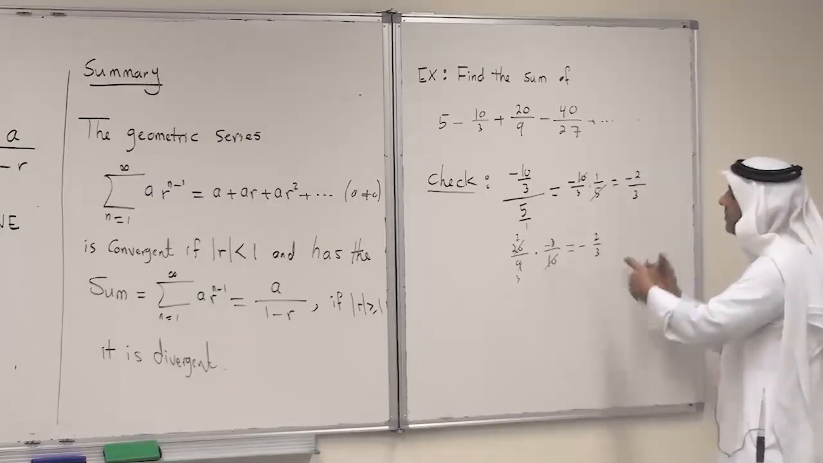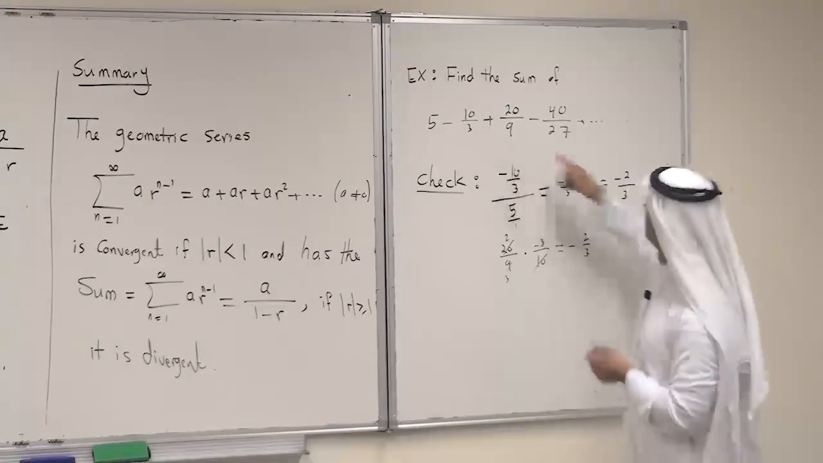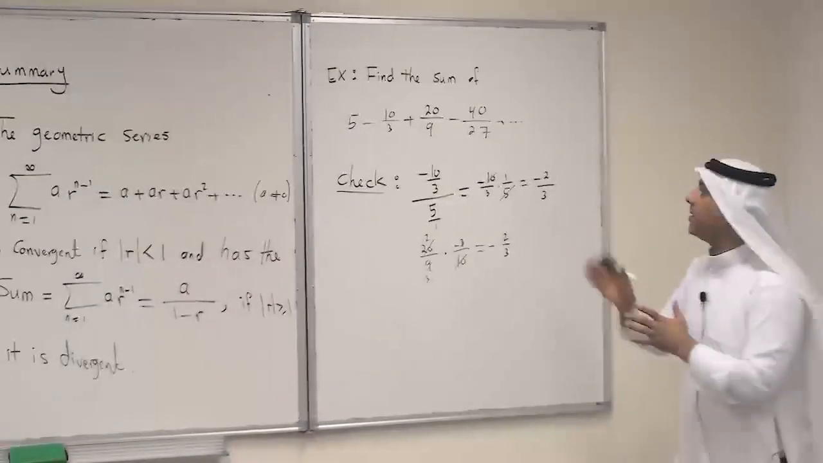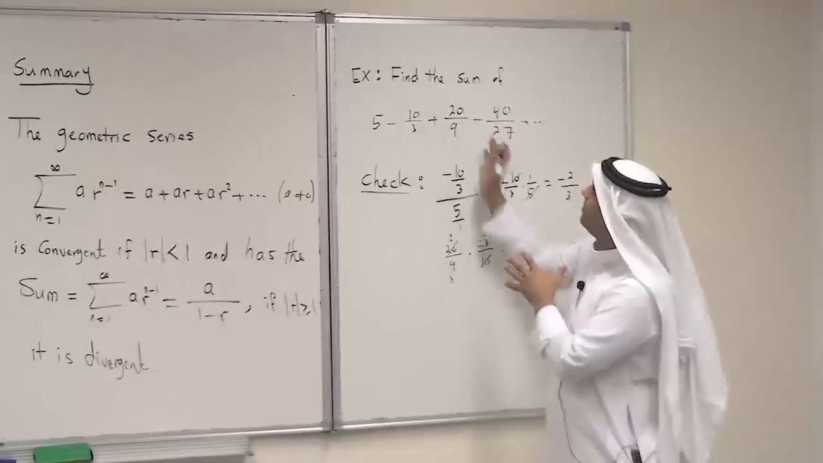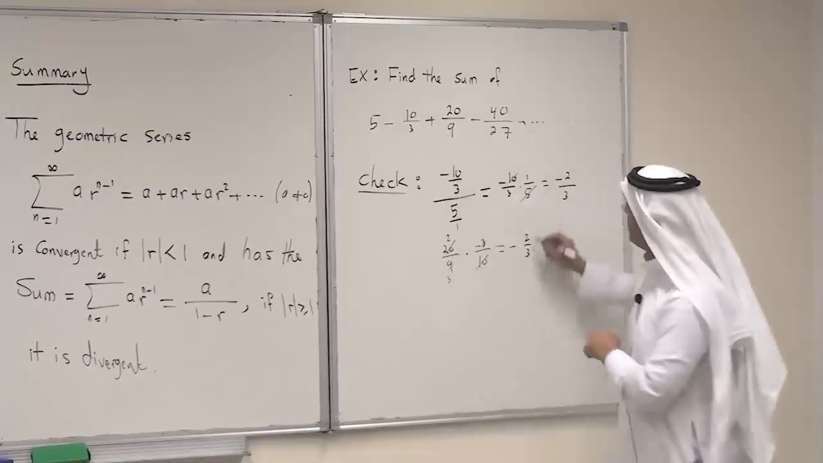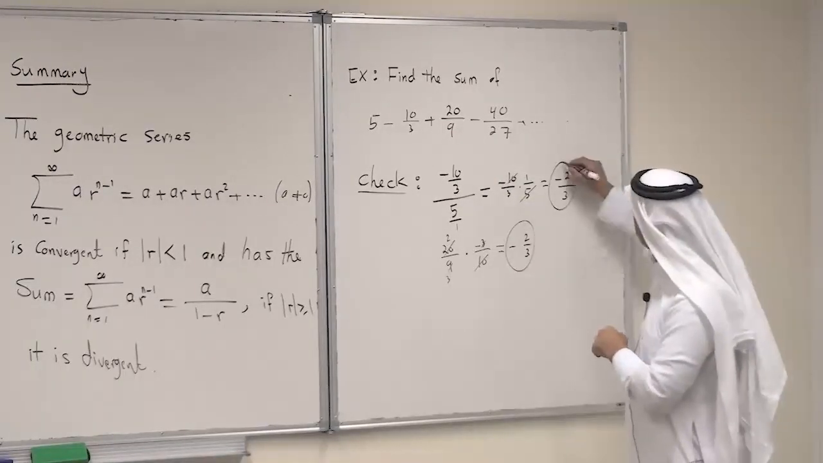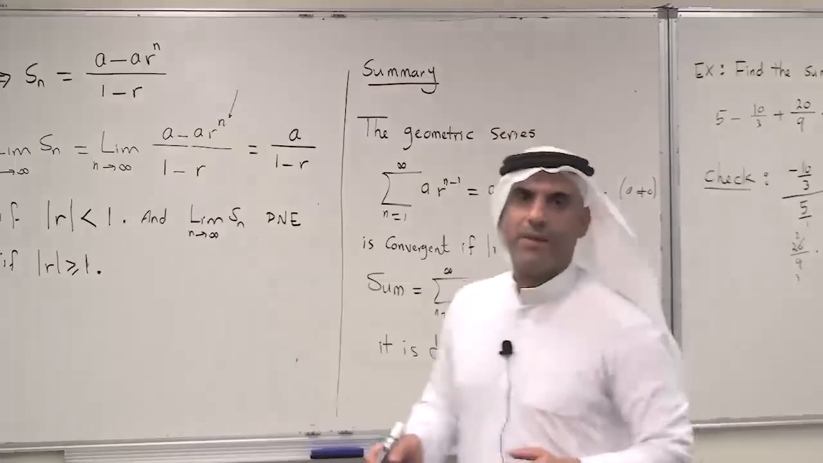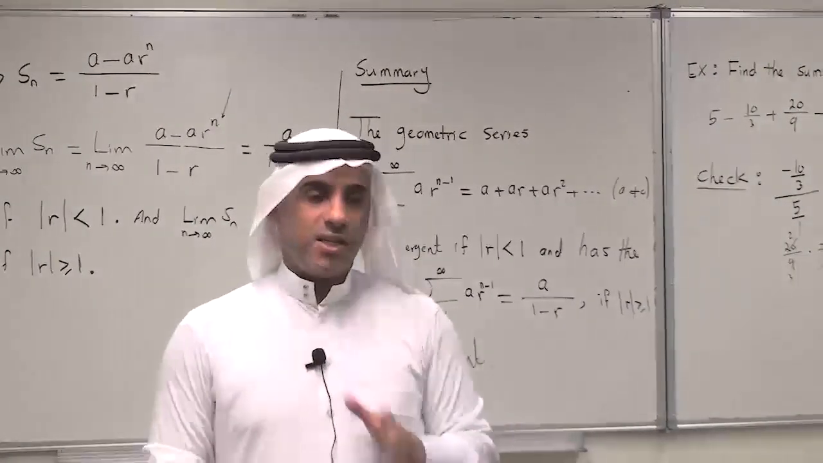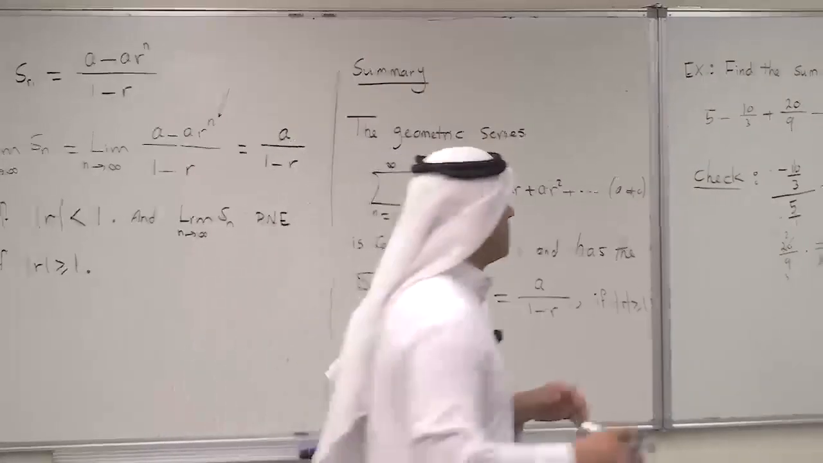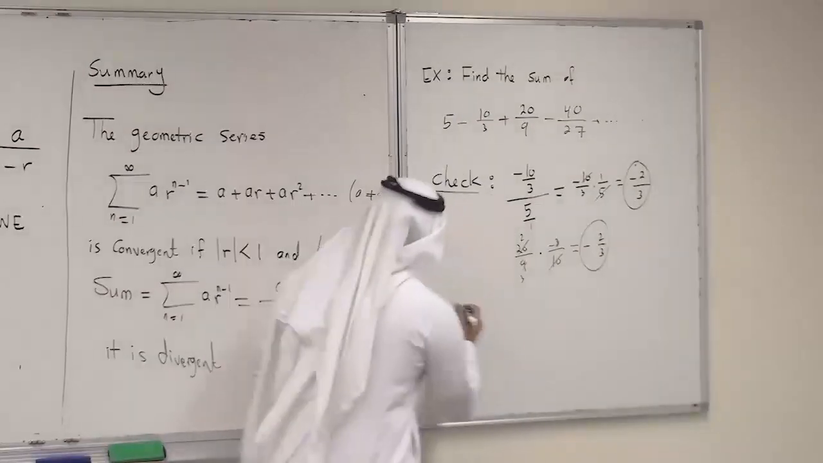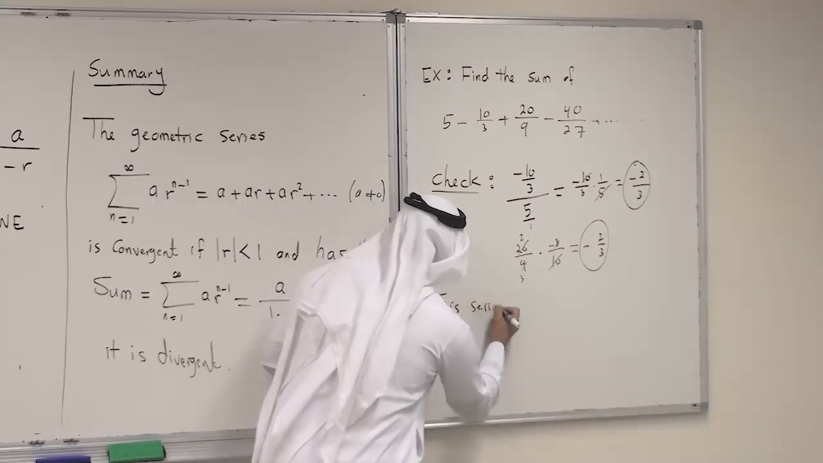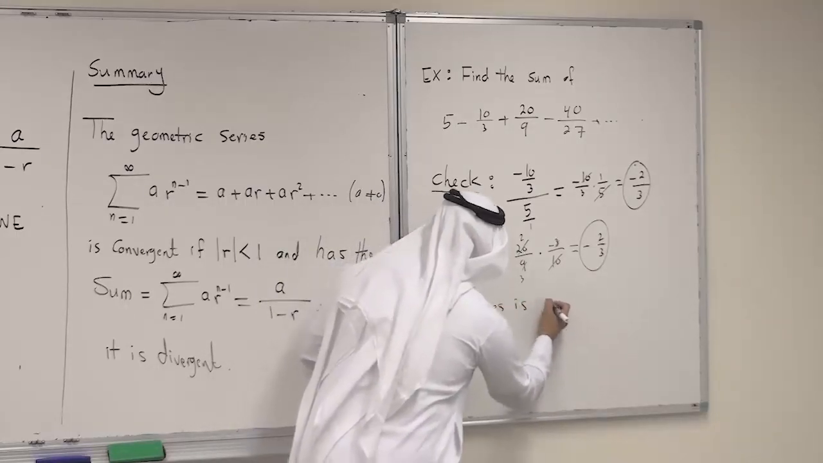And you can see more if you divide the fourth term by the third one. Again, you have minus 2 over 3. So the conclusion is that the division of two consecutive terms of the series always gives the same number, the same ratio. So it is a geometric series indeed. If it is a geometric series, is it convergent or not convergent? So by this observation, we say this series is geometric.